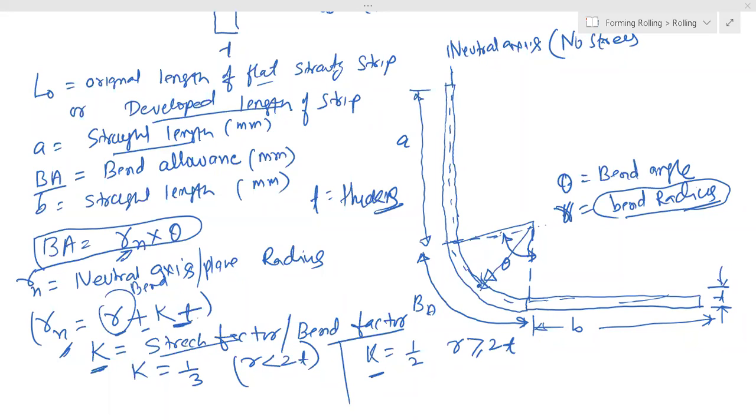Now moving on. This one, anybody any doubt? Anybody any doubt? Ask me. Otherwise, I will ask you my doubt. Yes, K will be given. K will be given, man. K is a stretch factor, bend factor. It is again obtained from experience.